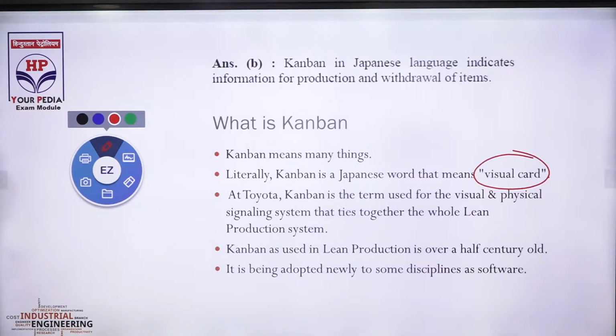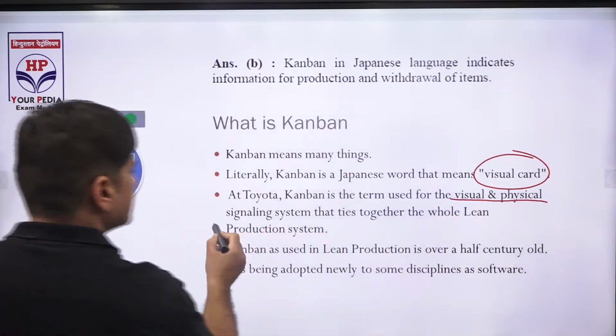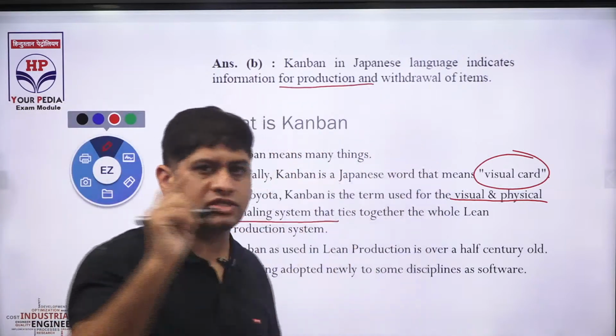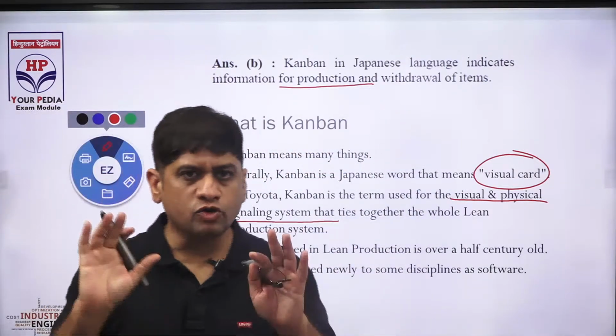In Toyota production system, Kanban is a term which is used for a visual and physical signaling system that links the entire production system. Production system is linked by visual and physical signaling system, the Kanban system. It is used in lean production or Toyota production system. So you should basically produce only sufficient for consumption. You should not produce more.